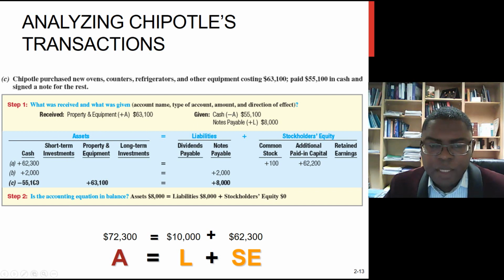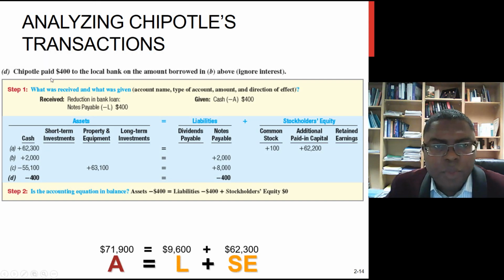We bring all of them into the balance sheet equation. Cash is reducing, asset cash is reducing by 55,100. Asset, property and equipment is increasing by 63,100. And then on the right hand side of the balance sheet equation, liability is increasing by 800. So when we add and subtract everything on the left hand side and add and subtract everything on the right hand side, what we find is that the balance sheet equation is going to balance.